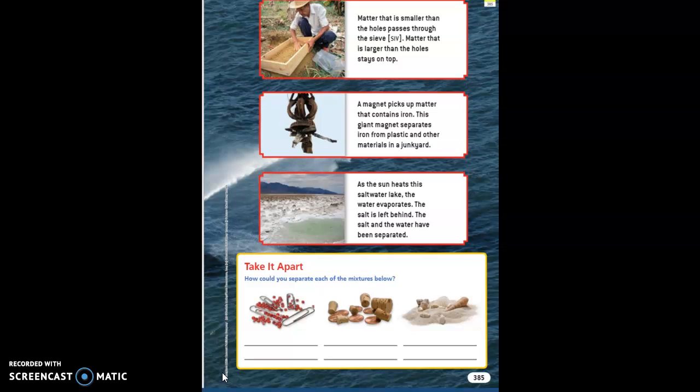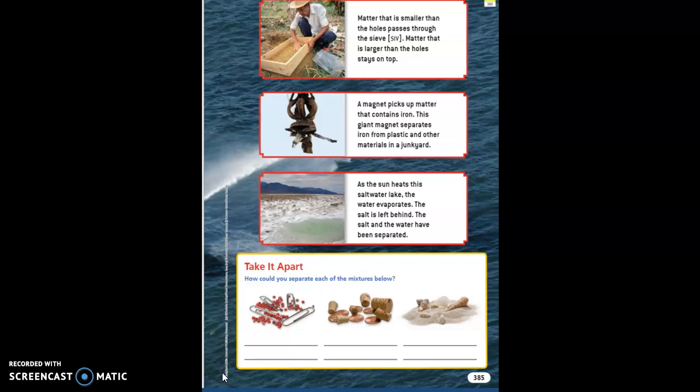He's straining sand, or what do you see there? Okay, in the picture number 2, or the second picture, what do you see? I see a magnet that picks up matter that contains iron. This giant magnet separates iron from plastic and other materials in a junk jar. Okay? That is a big magnet. And what is this big magnet doing? It is separating the iron from plastic and other materials in a junk jar.